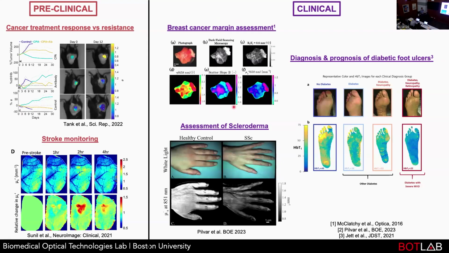Brian Pogue's group up at Dartmouth, he was at Dartmouth and Wisconsin, he's coming back to Dartmouth. They use very high spatial frequency SFDI to look at breast margins. So in these resected specimens, they made maps of not just MUS prime, but the scattering slope and some different, more nuanced aspects of the scattering anisotropy.